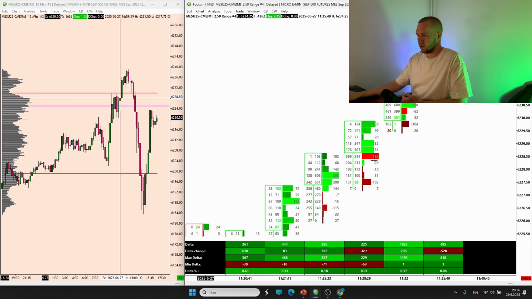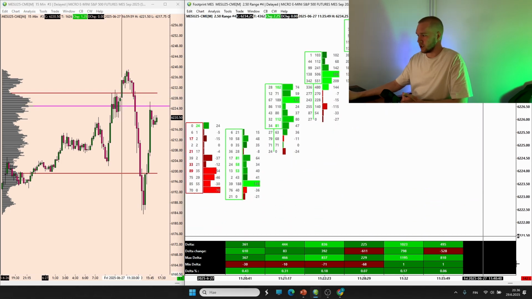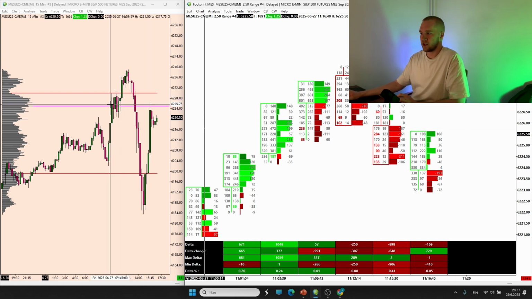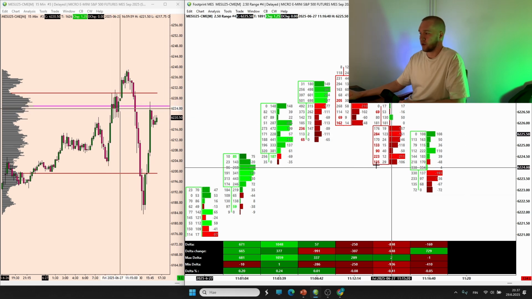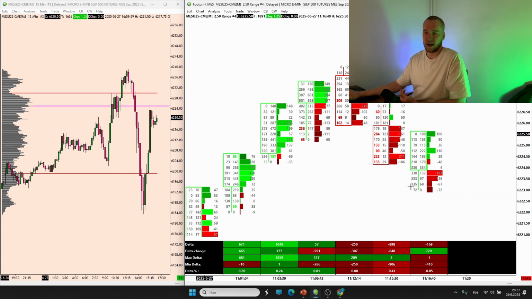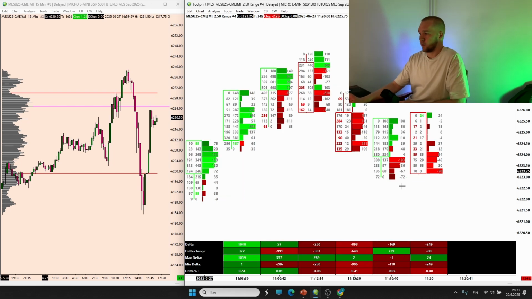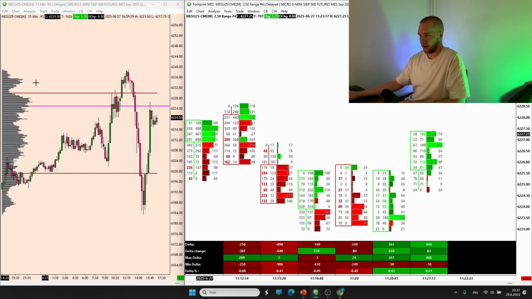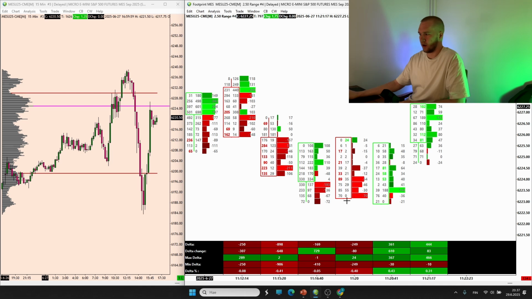So let's go to that place on the footprint. Okay, so we are now at the same place where this kind of sideways action is taking place close to the point of control. Let's look at how that looks on the footprint here. We can see that we have some sell side imbalances. The delta is obviously very negative, and price is kind of battling here. It's not really going up or down. So there's a big fight going on.